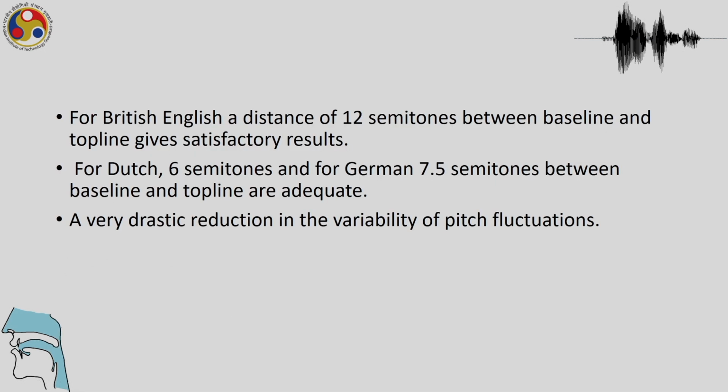For British English, a distance of 12 semitones between baseline and top line gives satisfactory results. For Dutch, 6 semitones, and for German, 7.5 semitones. A very drastic reduction in the variability of pitch fluctuations. So now we need to understand that the pitch fluctuations, which are controlled by the speakers, are driven by certain aspects of prosody. Here we can see prominence, and those are the important things in the prosody of the utterance, which have to be captured by any prosodic model.